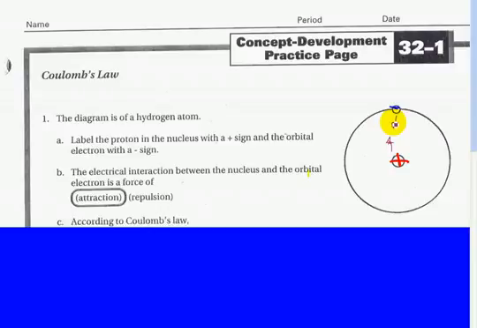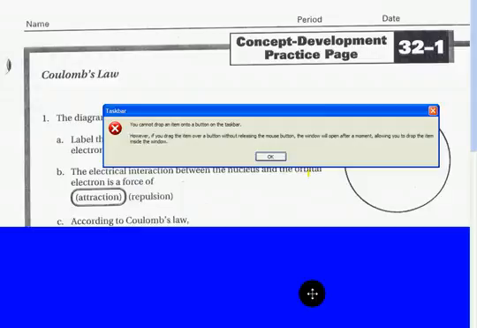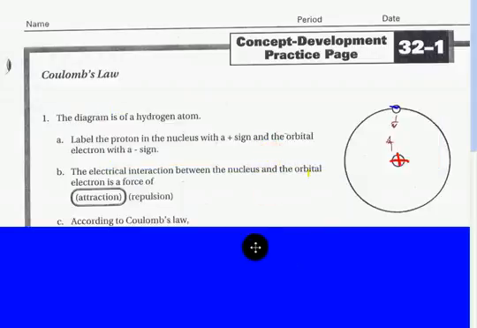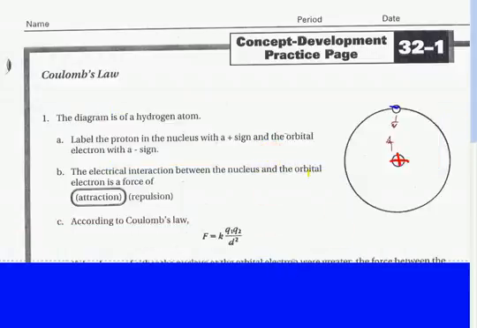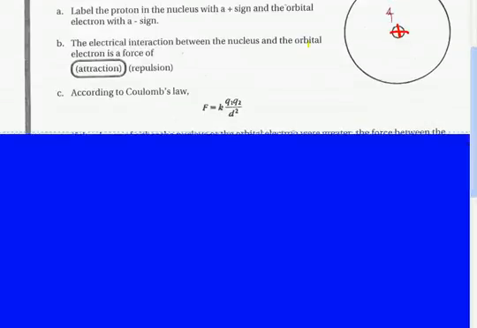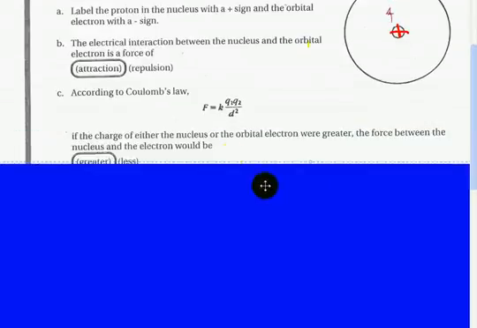Moving on. According to Coulomb's law, F equals K, Q1, Q2 over the distance squared, where Q is for charge. K is an electrical constant. It's like in math, where you learn that in order to make an equation equal between relationships, you need a constant. That's all that is. Q is the amount of charge used at distance. If either the charge of the nucleus or the orbital electron were greater, the force between them would also be greater.